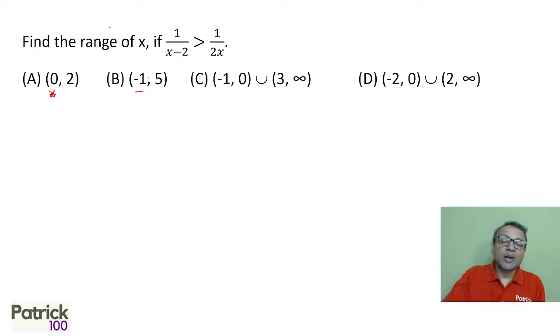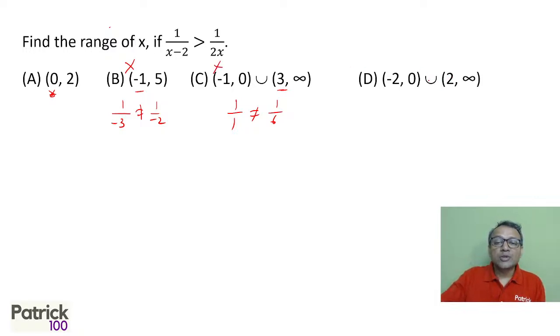For example, if I substitute minus 1, what do I get? 1 upon minus 3, right? And on the right hand side it comes 1 upon minus 2. They're not equal. When you're substituting the options, they have to be equal on both sides. They're not equal, so B cannot be the answer. Same way, if I substitute 3, I can substitute 3. 1 upon 3 minus 2 is 1, and on the other side 1 upon 6. They are again not equal. Since they are not equal, this also cannot be the answer.